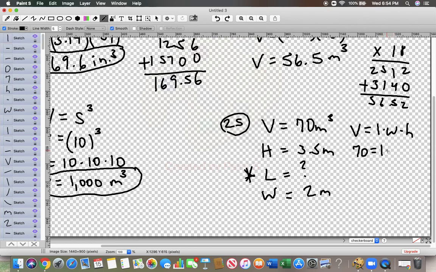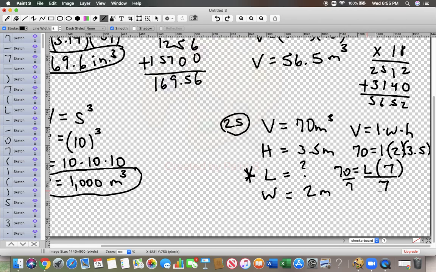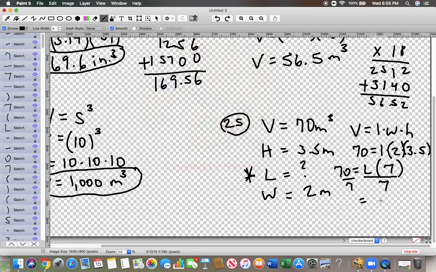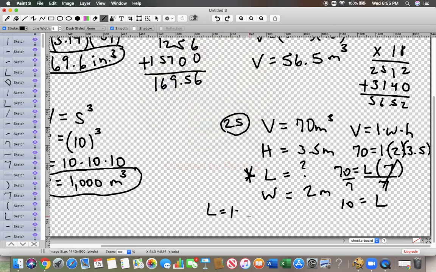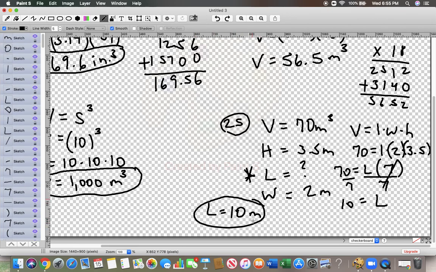So volume is 70. We don't know what the length is. The width is 2, and the height is 3.5. All right, so we're looking for length. So 70 is equal to length times 3.5 times 2. Well, that's 7. Let's get L by itself. So we need to divide both sides. Do the opposite of multiplication. So divide both sides by 7. The length is equal to 10 what? Length is equal to, we've got units, 10 meters.